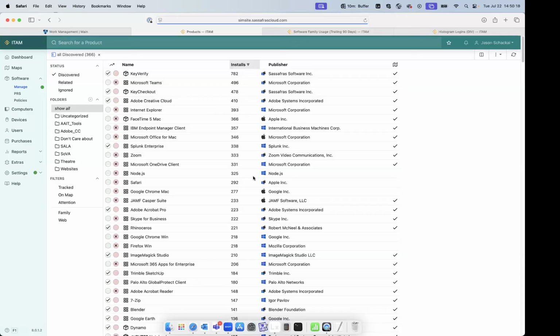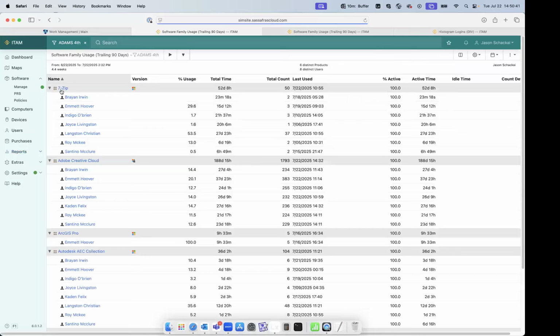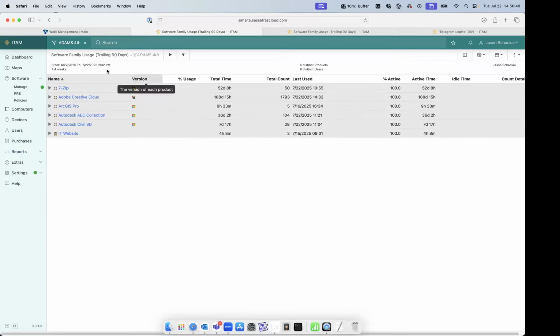Next, let's jump over to some usage type information. So really quickly, if we look at these software product families and we want a high level view, I can come down to this reports page, and I've still got this specific location selected, and I'm going to click just to run a quick report to show us software usage at that product family level. So in this particular Adams fourth floor location, these are all of the software products that we've got usage for.